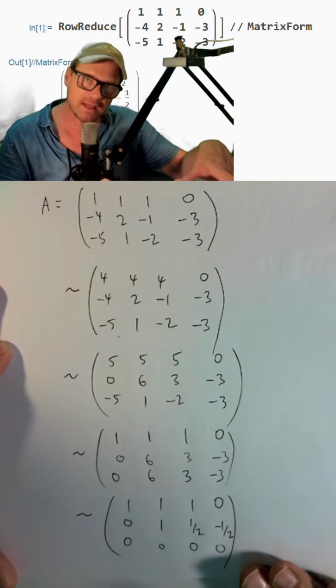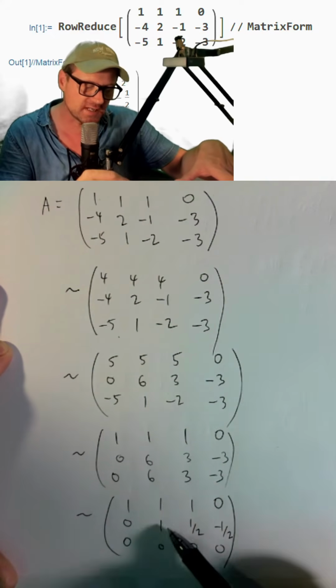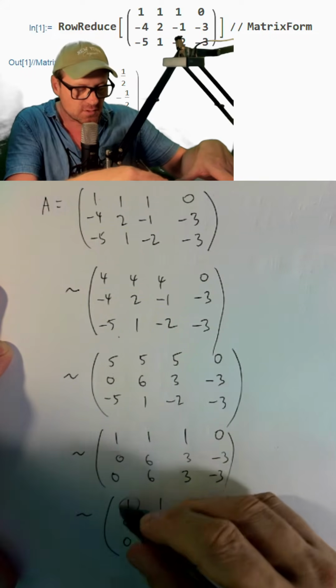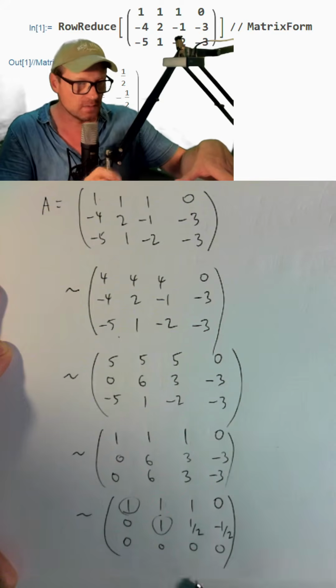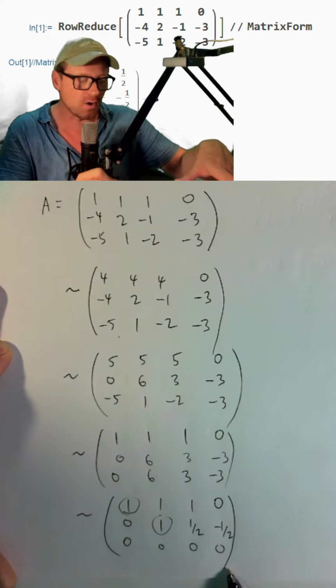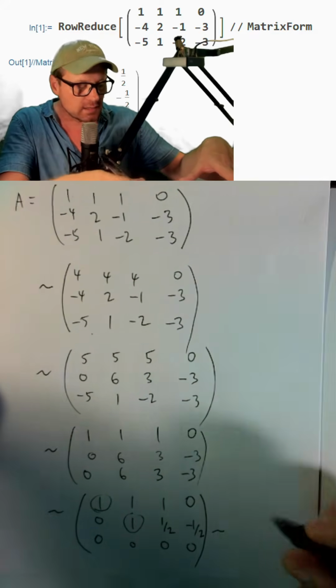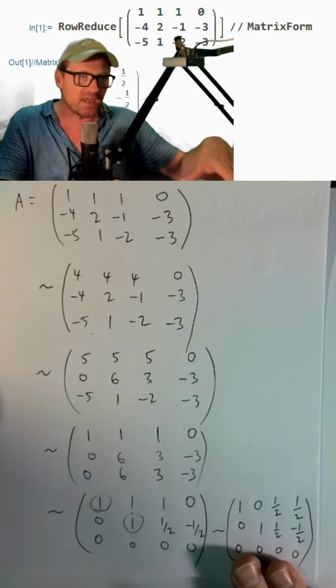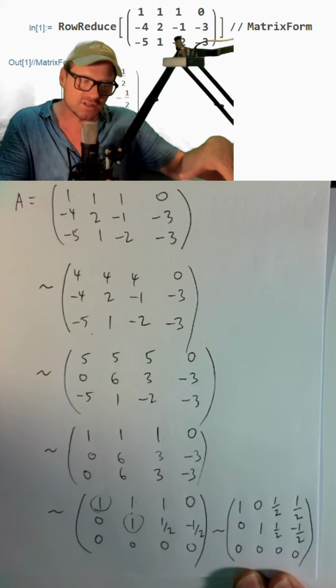Now this is not yet in row reduced echelon form. We need to have a 0 above this second pivot. I will circle the 2 pivots that we have here. There's no pivot in the third row. Okay, and so next, let's replace row 1 with row 1 minus row 2. So now we have a matrix in row reduced echelon form.